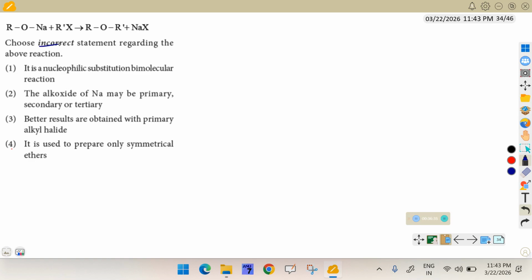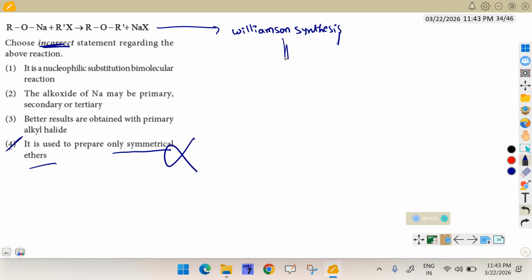The statement regarding the above reaction. This reaction is Williamson synthesis. Incorrect is the fourth one. It is used to prepare only symmetrical ethers. Wrong. It is used to prepare both symmetrical and unsymmetrical ethers.